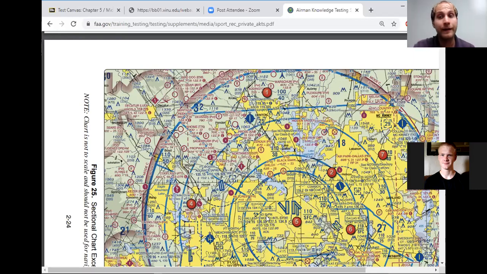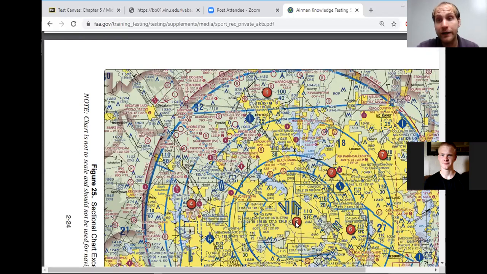Special VFR would be, what is special VFR? It's when a control towered airport lets you operate using the uncontrolled minimums. So this airspace here is a Bravo airspace. Bravo airspace typically would be 3 miles visibility, clear of clouds. It's a control towered airport.